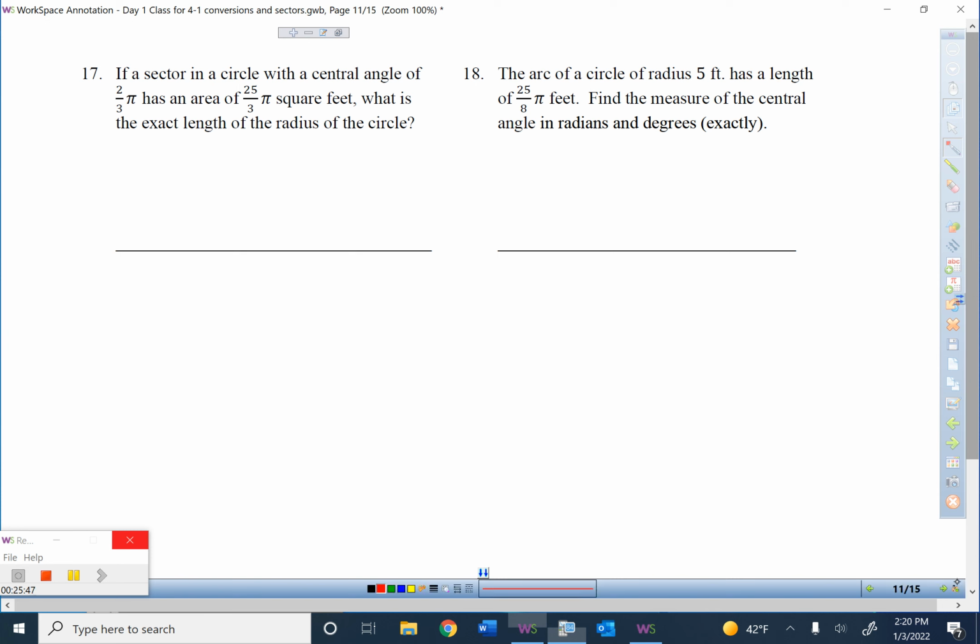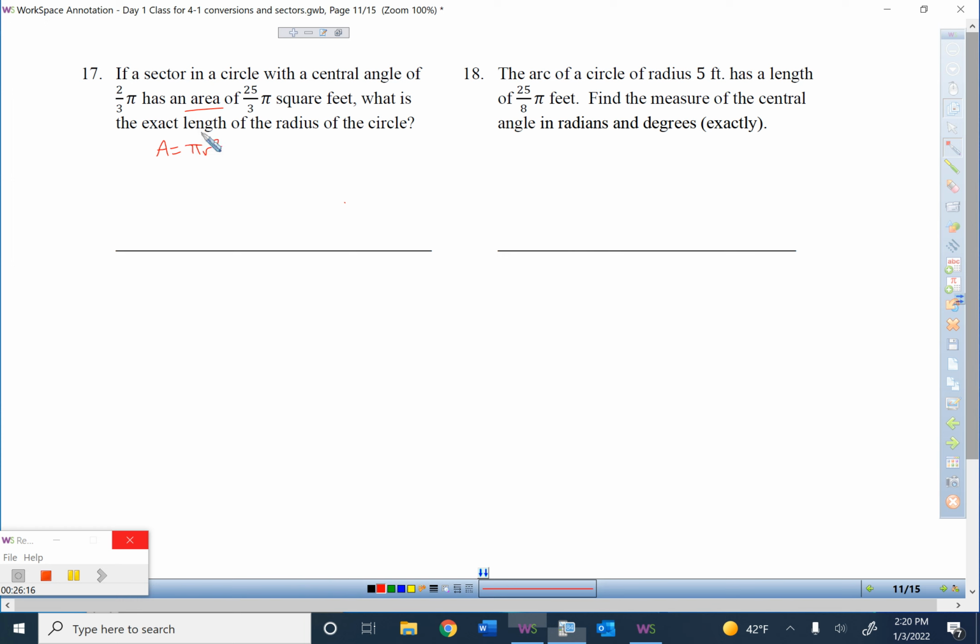Next couple problems we're going to go backwards on. Okay, so it's still dealing with sectors, but we're solving for a different piece instead. It says a sector with central angle 2/3 pi has an area of this. So area is already given to us, but it is still important that the first thing we think about is what formula we need to use. Okay, so this one says area, so I'm going to start out with that.